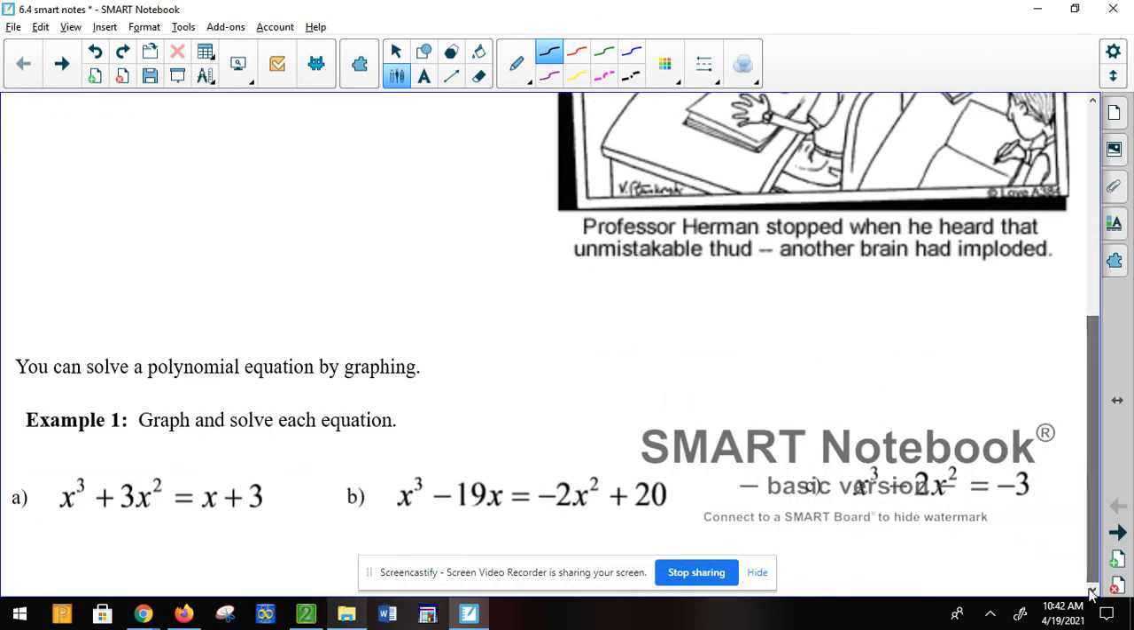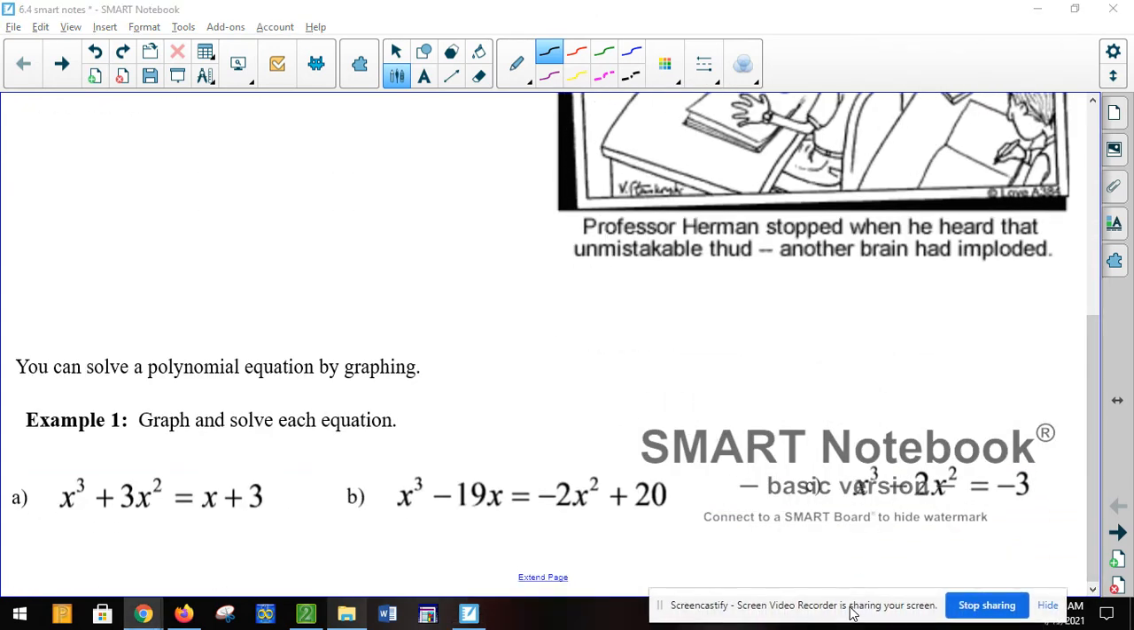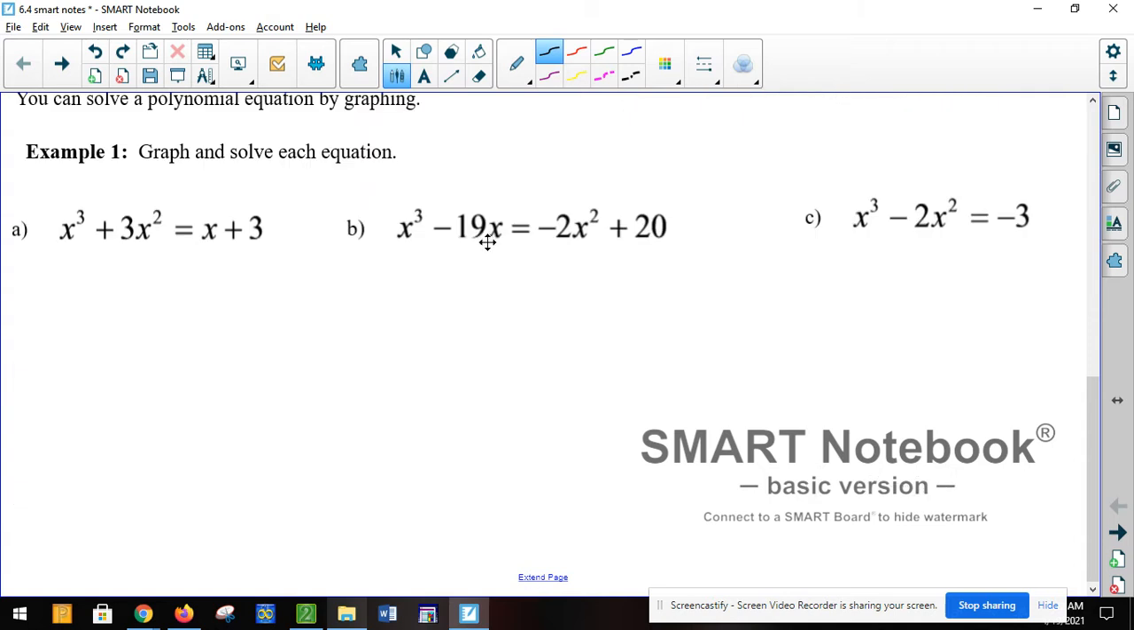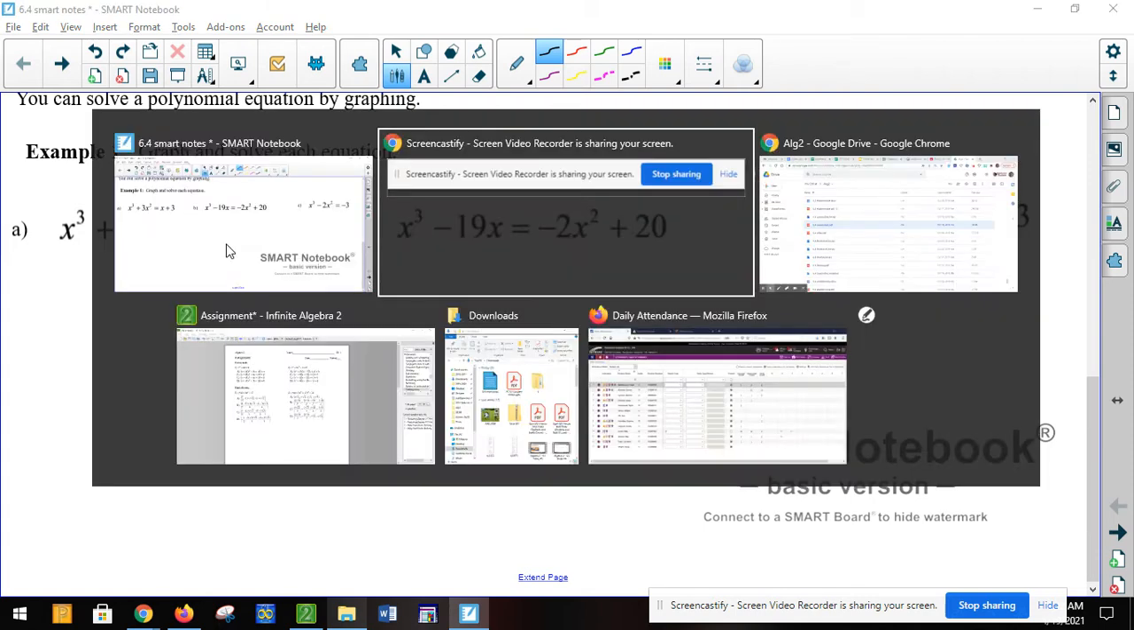All right, so the first part here is we are going to solve a polynomial equation by graphing. You have the equation set up where not everything is on one side, and we're going to leave it that way. We're going to separately graph the left side and the right side, and then where they intersect are the values of x that are the solutions. So we're going to do that.